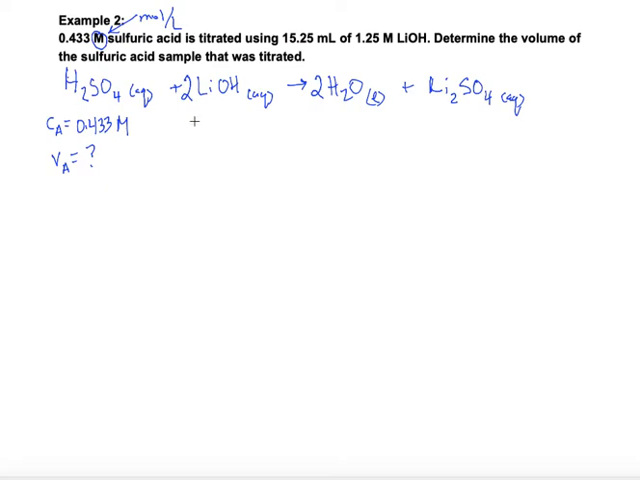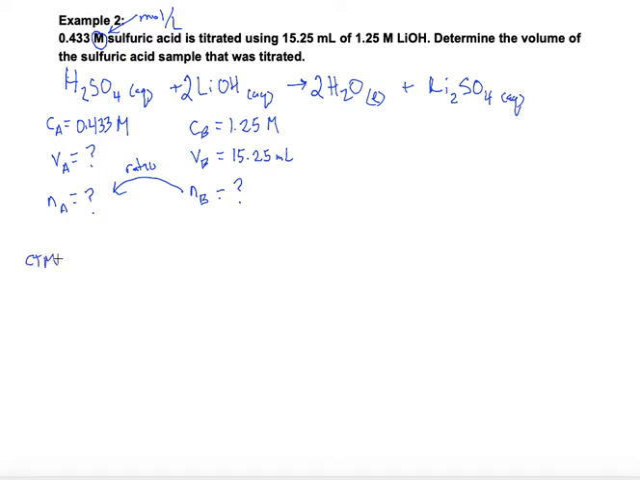We know the concentration of our base is 1.25 molar, and I know the volume of base used was 15.25 milliliters. So again, I just want to be able to find moles of base, and then using my ratio, I can find moles of acid, right? So this involves the ratio piece. And once we got moles of acid and concentration, we can find volume. So let's give it a try here.